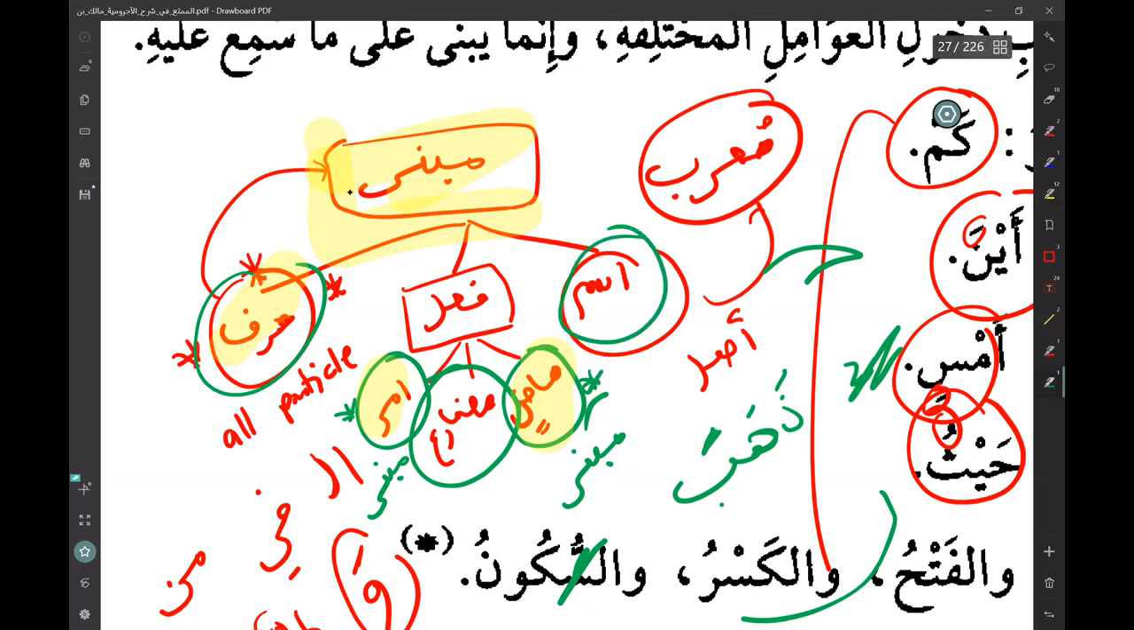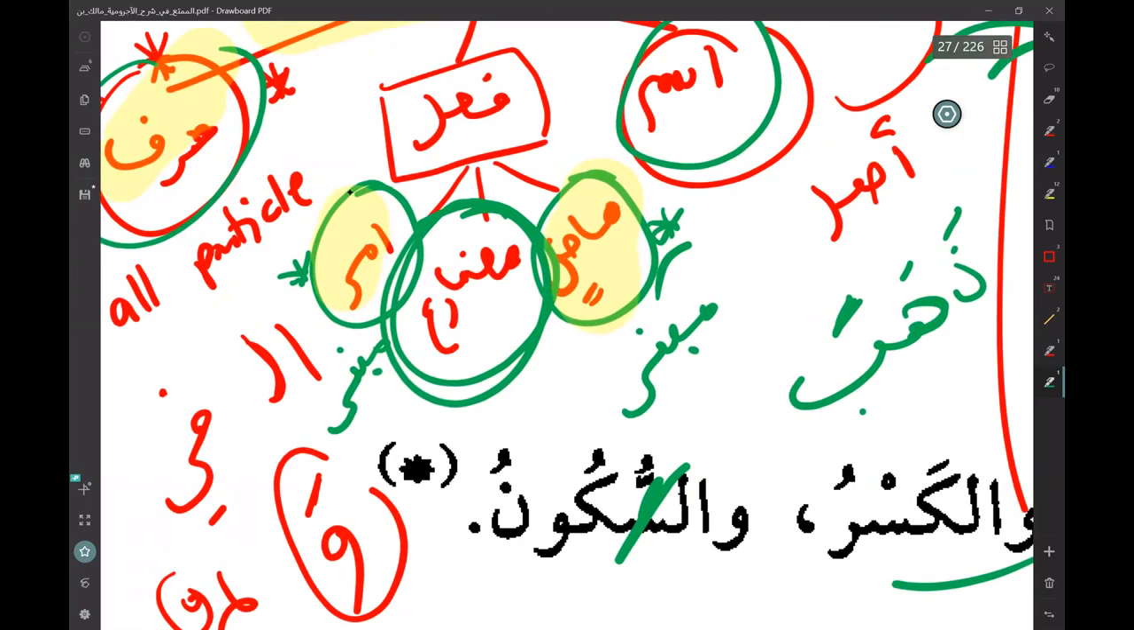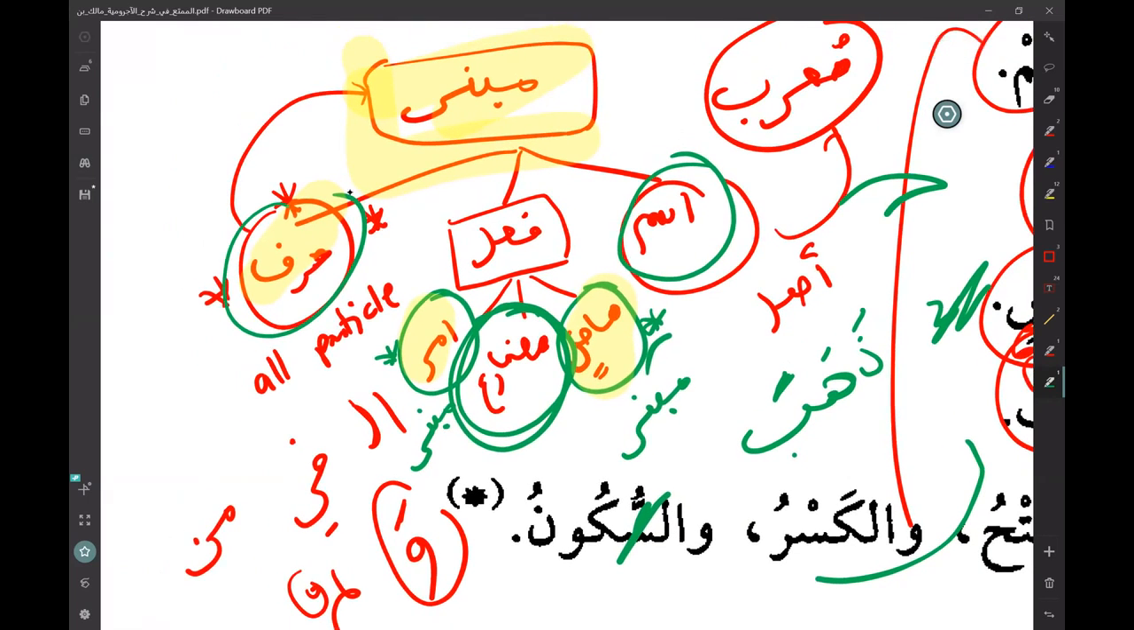So does it mean that there are no words that are mabni in the isim? No, that's not true. In the isim we can have mabni, and we have the mudari, which is also mabni in some cases. You will learn that some of the verbs are mabni, inshallah. Right now, because the book didn't mention anything, I wanted to give you something so that you have some kind of idea in your mind.